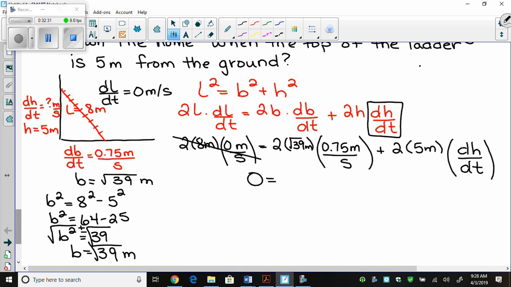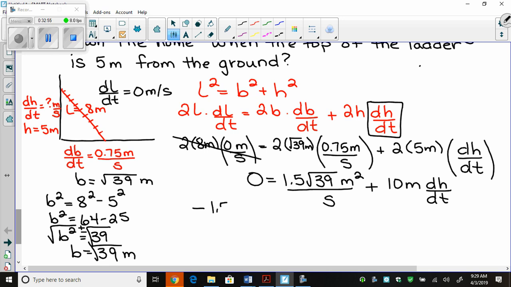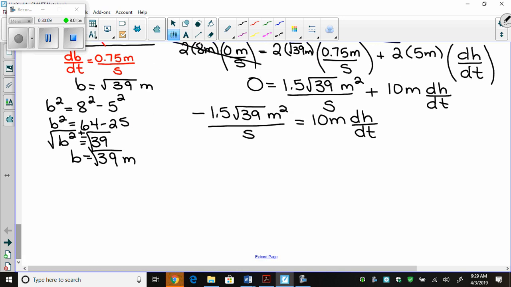So I get 0 equals 2 times 0.75, which is 1.5 root 39 meters squared per second, plus 10 meters dh/dt. Subtract that over, negative 1.5 root 39 meters squared per second equals 10 meters times dh/dt. Divide by 10 meters.